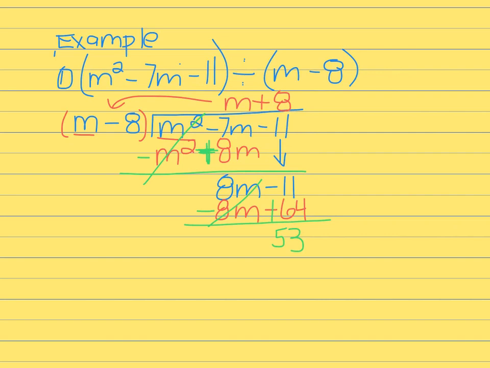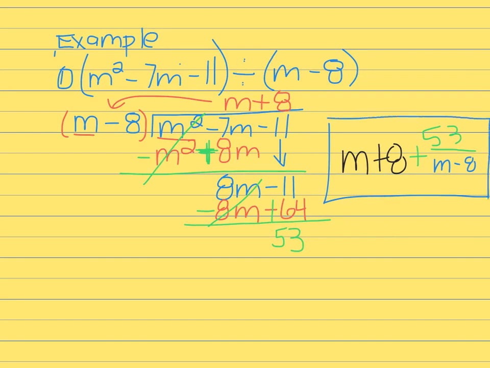Well, we have the m plus 8. So our answer is m plus 8. And then we have the 53. So the 53, oh, it's plus. It's a positive 53. So it's plus 53 divided by, or over, my divisor, m minus 8. So that is how I write the answer to that problem.